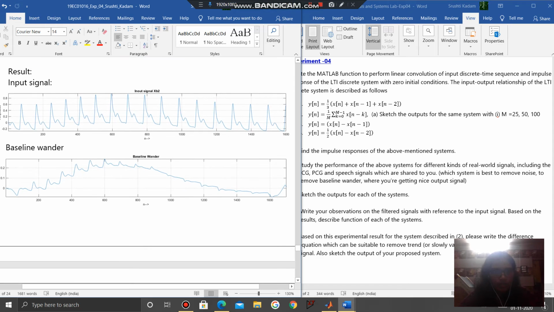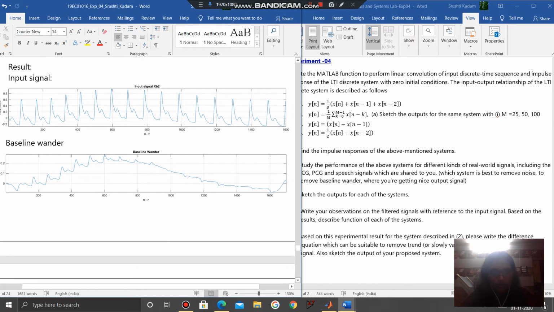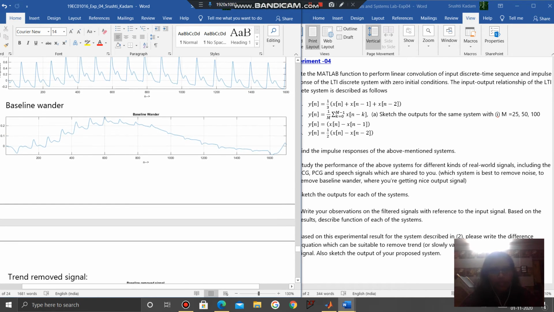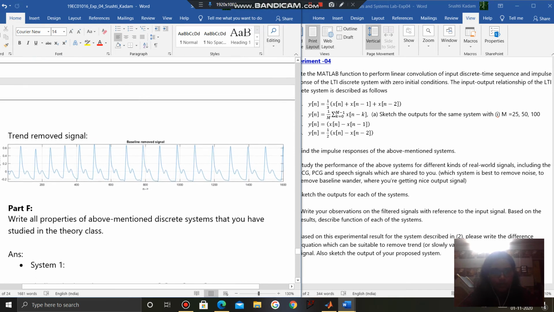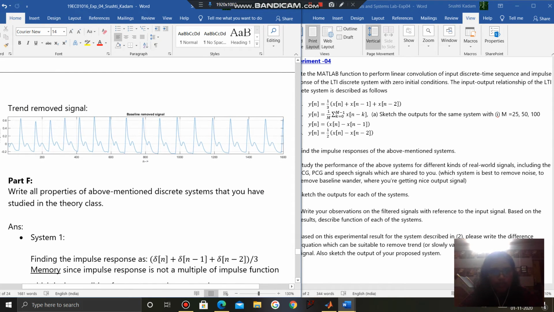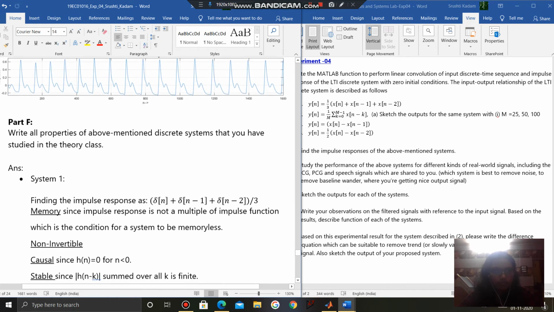If you can see my input signal XB2, it had a bit of a shift from 400 to 1000, right? That shift, that baseline wander, can be seen in the second curve. When I remove this baseline wander from my input signal, this is the curve that I get. Although this has some delay, we'll learn about it in later classes.